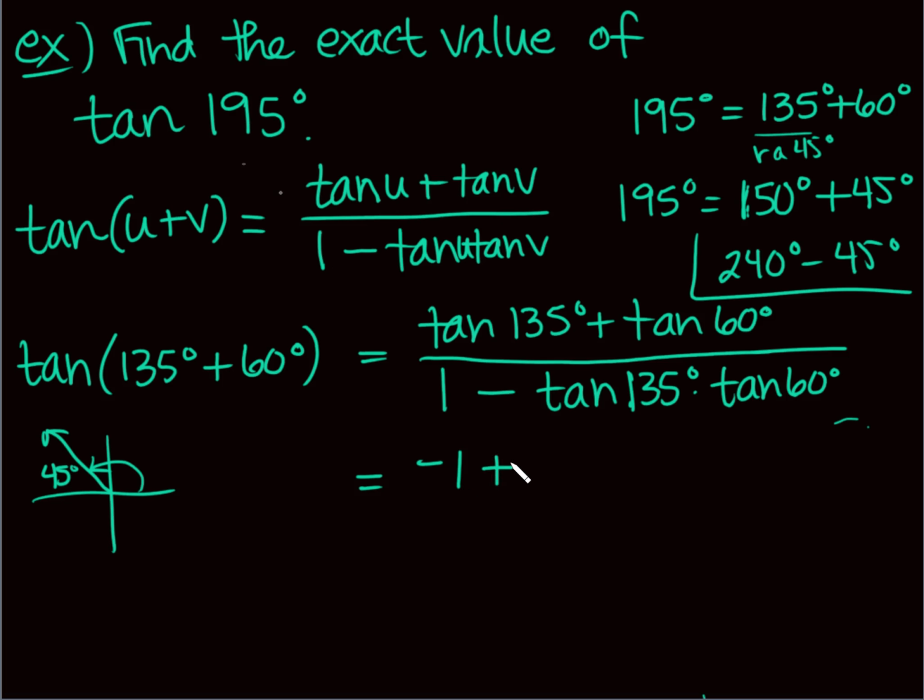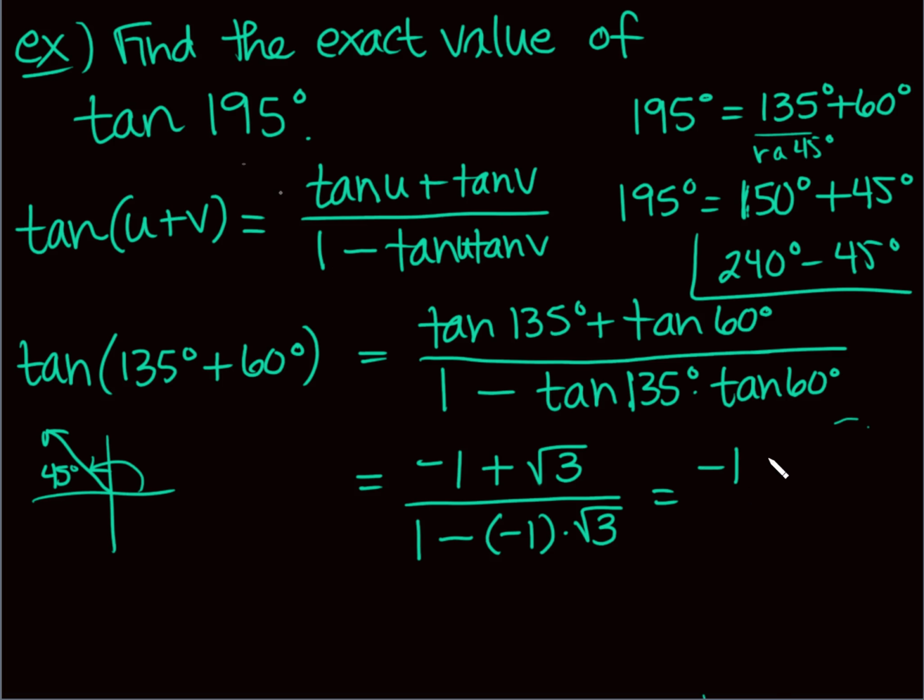Tangent of 60, I know, is √3. Oh, I meant to give you one where you simplify a little bit more, but we'll be good with this for right now. That's sine over cosine, yeah, √3, and it's in the first quadrant, so it's positive. Then I'm going to have 1 minus, again, tangent of 135 is -1, and tangent of 60 is √3.